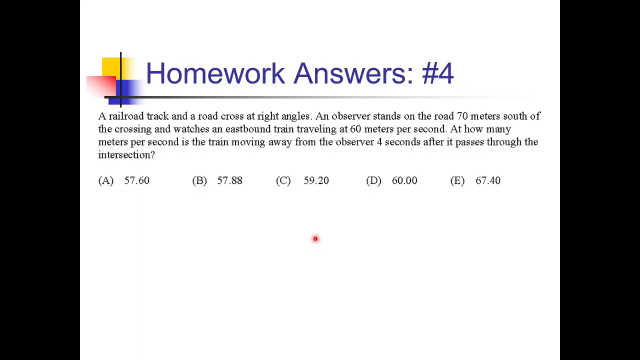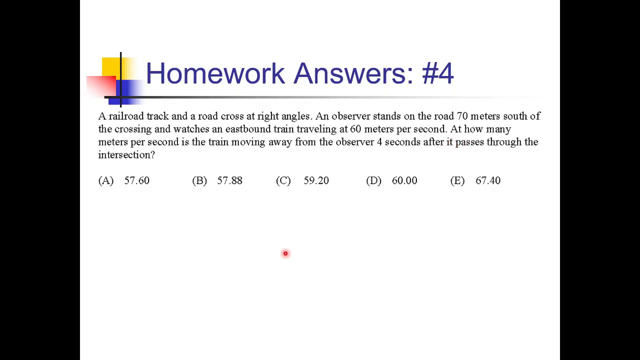For this problem, we have a railroad track and a road crossing at right angles. We have an observer standing on the road 70 meters south of the crossing and watching an eastbound train going 60 meters per second. We want to know at how many meters per second the train is moving away from the observer 4 seconds after it passes through the intersection. All right, this is a little bit complex.